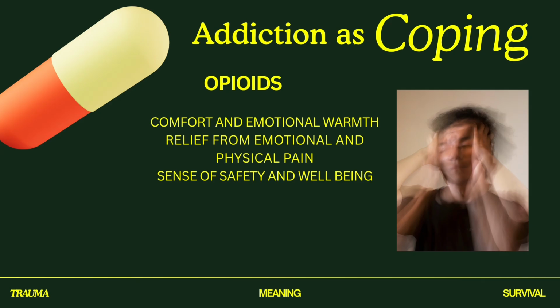So this includes heroin, morphine, or painkillers. Opioids can give comfort and emotional warmth. It can be a form of relief from emotional and physical pain, or it can give the person a sense of safety and well-being. Opioids mimic natural endorphins, creating deep emotional soothing. It is often associated with trauma and grief, chronic emotional pain, and feelings of emptiness or abandonment.